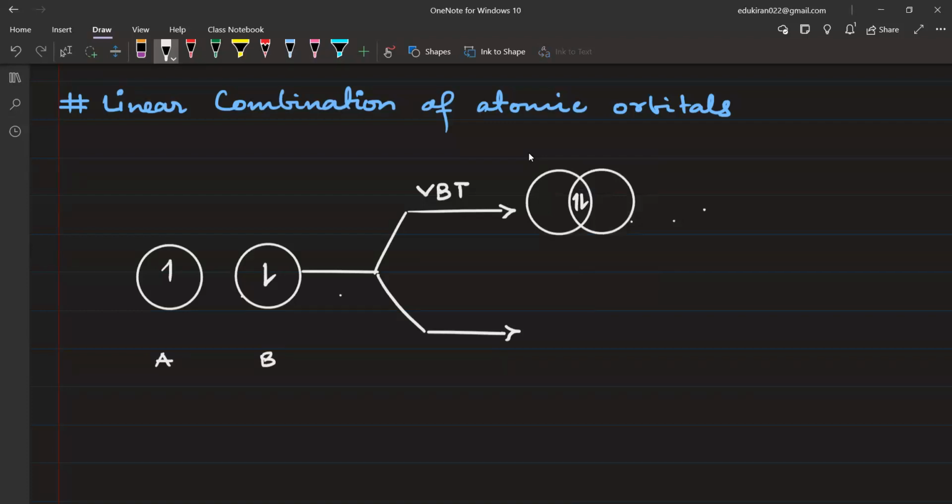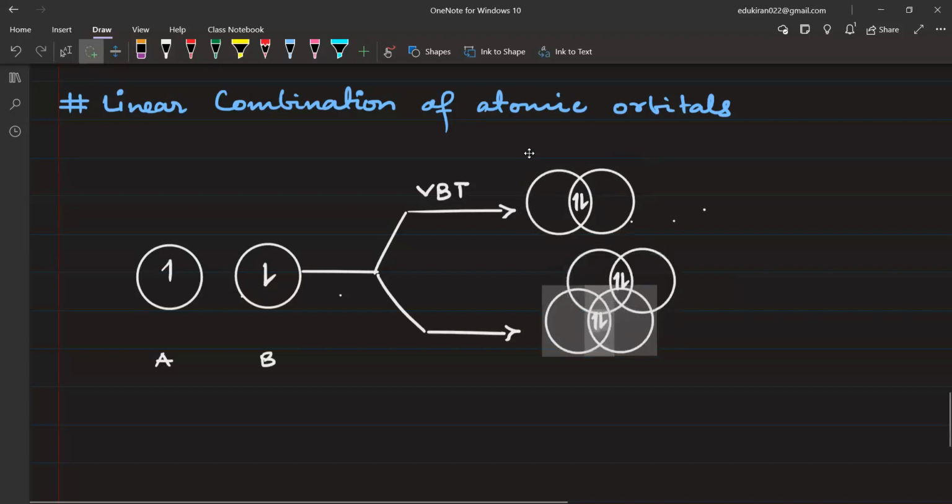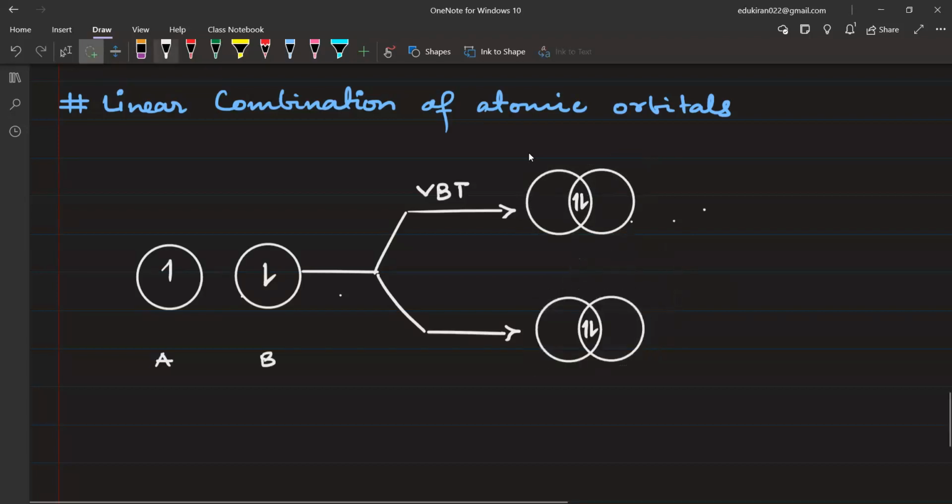But if I talk about the linear combination of atomic orbitals, the situation in MOT is a bit different. These orbitals are getting combined in what type of fashion? In omelette type of fashion. So this is the MOT part.